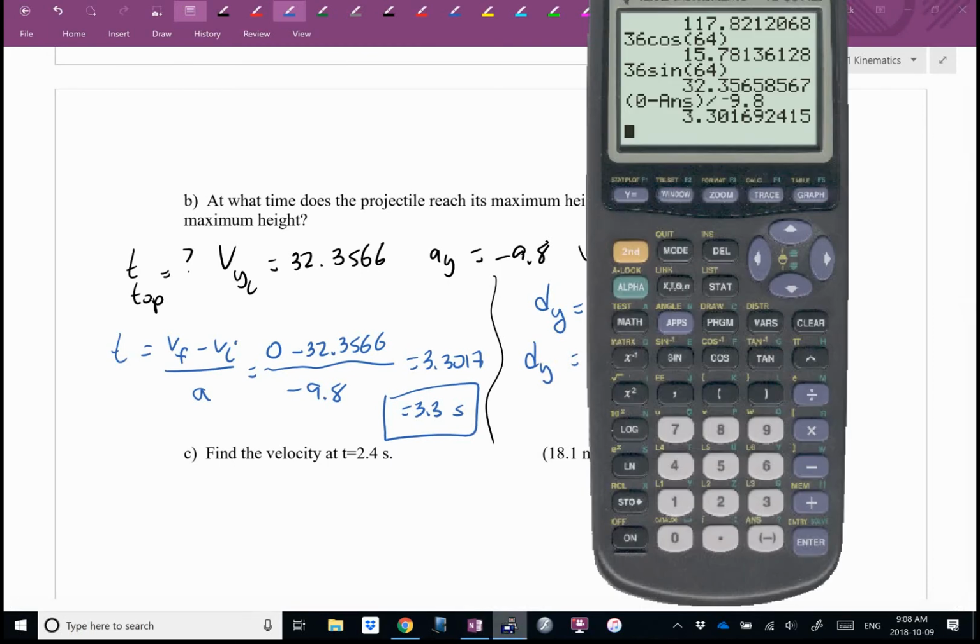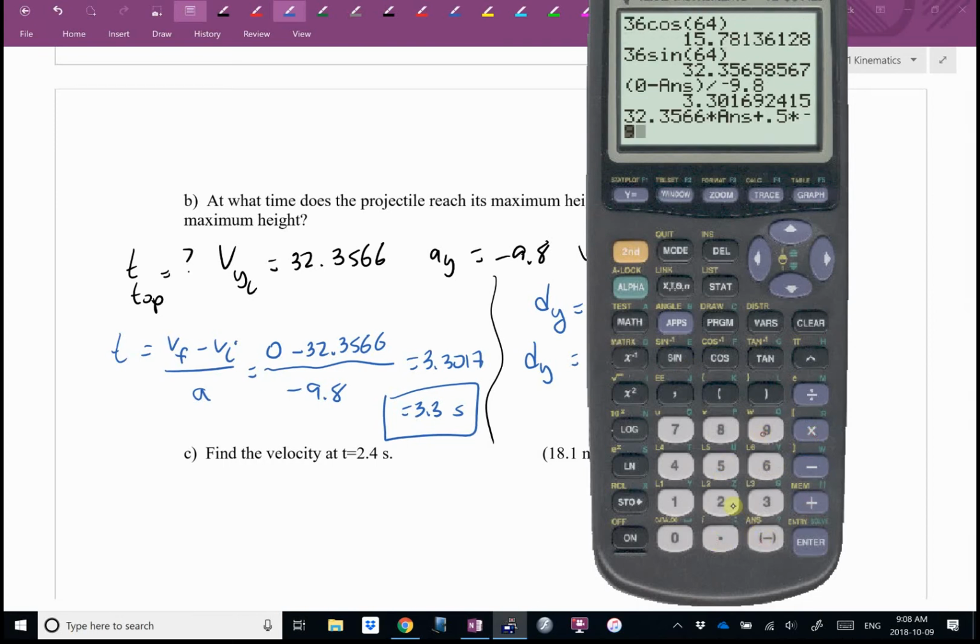So it's going to be 32.3566 times the answer plus a half times negative 9.8 times the answer squared. Yeah? What do you get? Oh, predictions. At the top, are we above from where we started or below from where we started? This is meant to be stupidly obvious. So am I expecting a positive displacement or a negative displacement? If I get a negative, I'll freak out. It means a typo, right? Do y'all get 53.4?